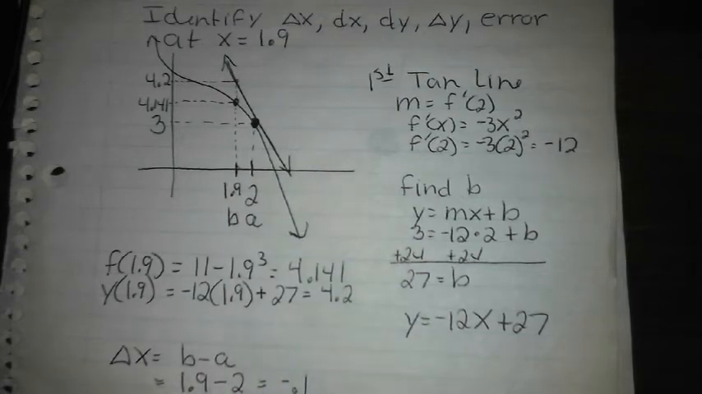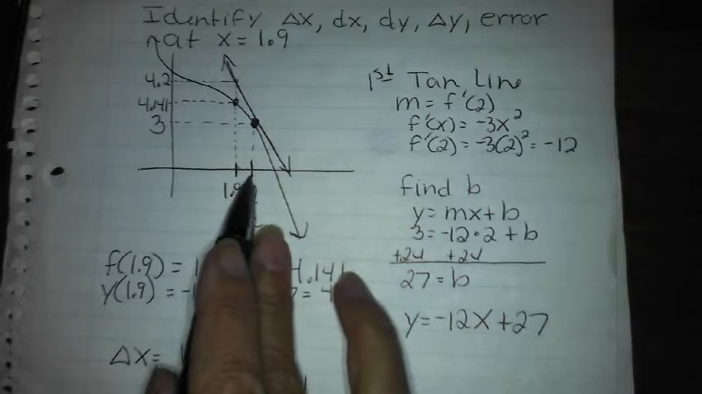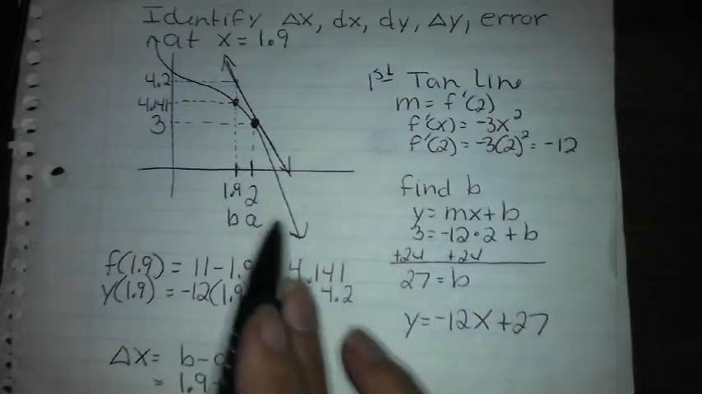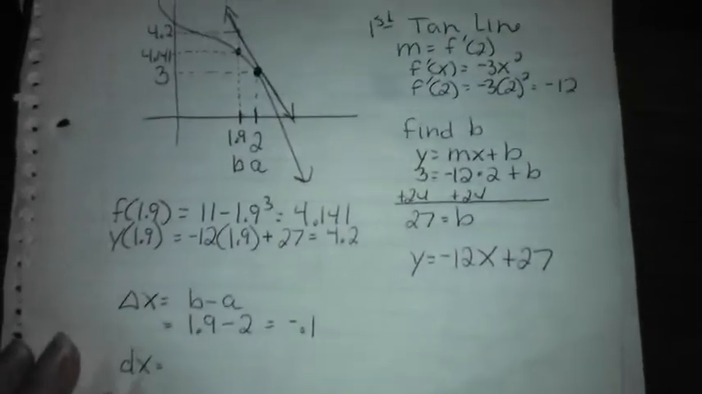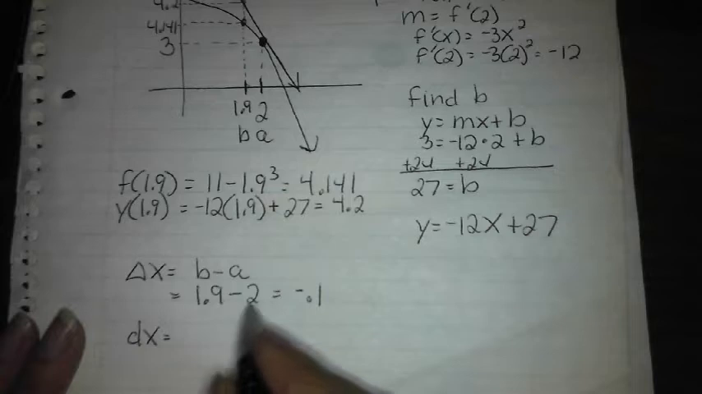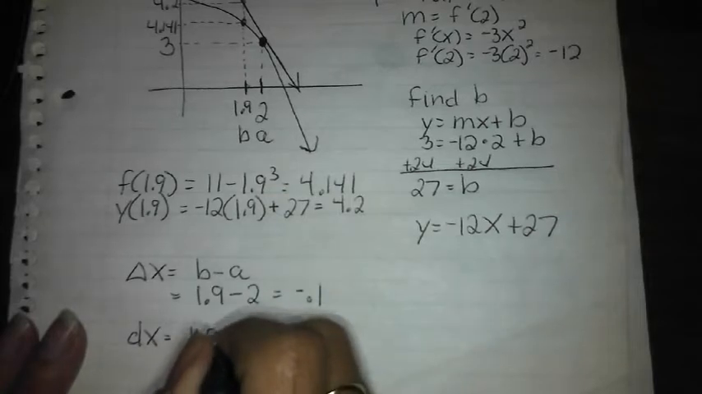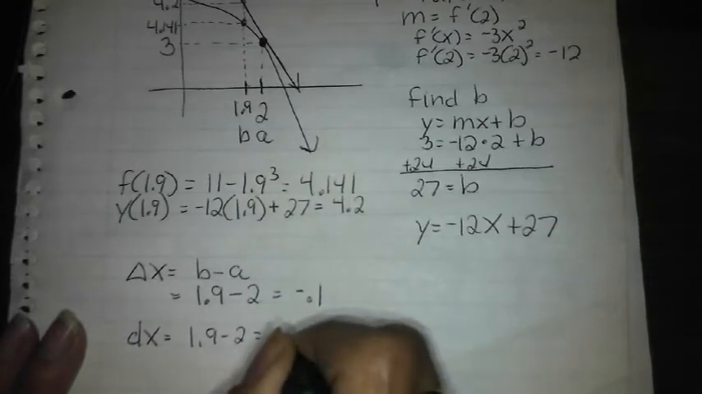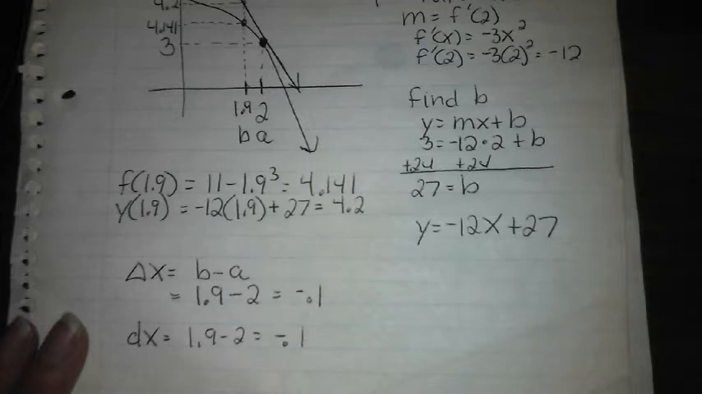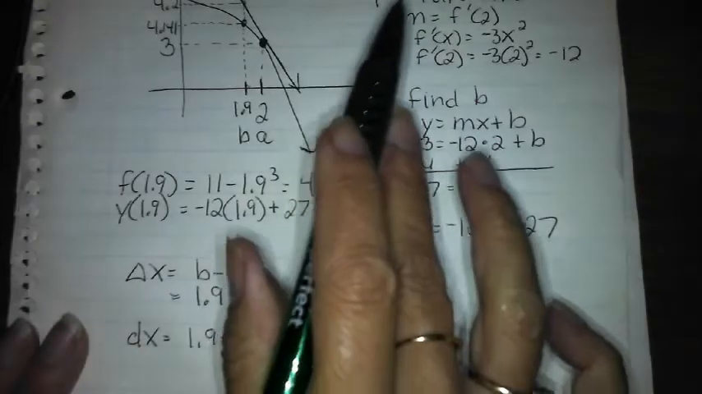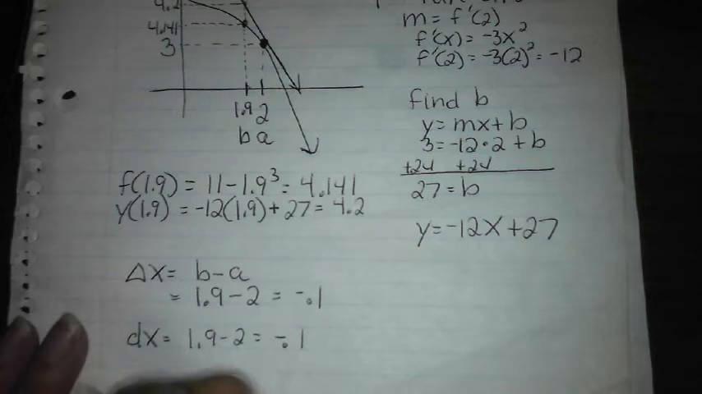All right, so then dx. Well, dx is still the change, it's equivalent to it. dx and delta x will always be the same value. I asked for the dy and the delta y and then the error. It doesn't matter, I'll go delta y next.